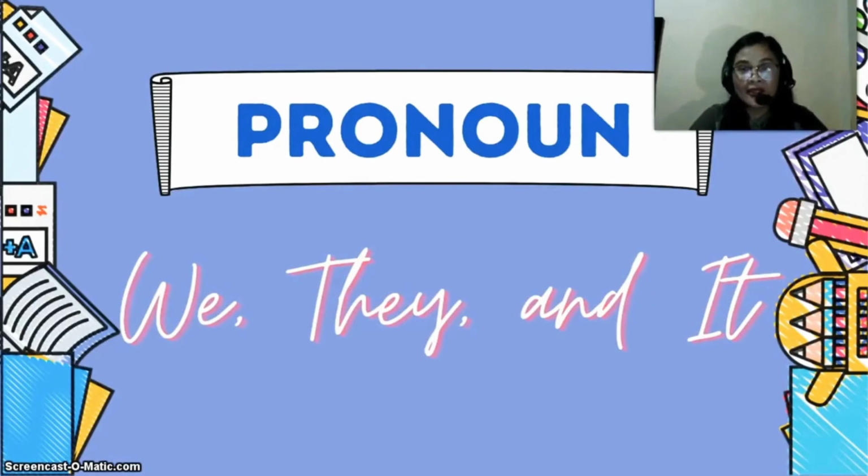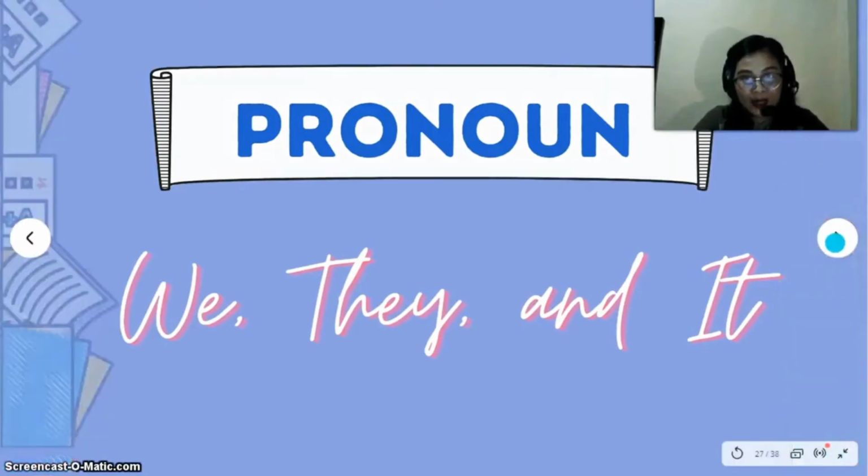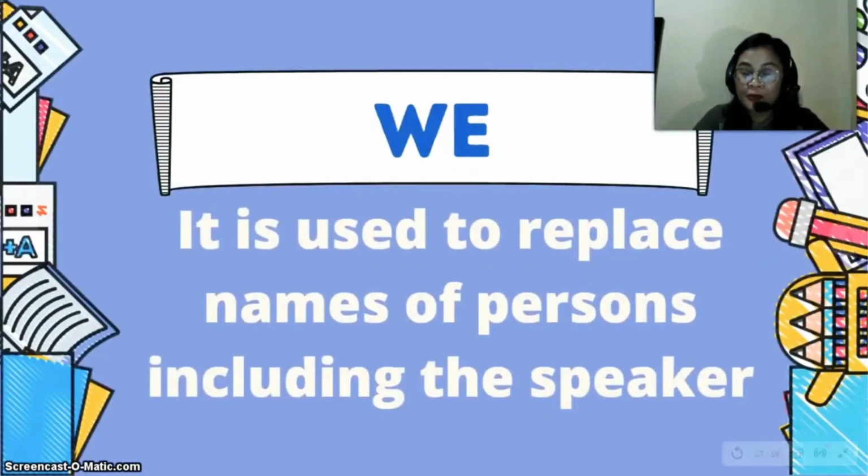And now, let us talk about the pronouns we, they, and it. Let us differentiate when to use the 3 pronouns. Let's begin with the pronoun we. We is used to replace names of persons, including the speaker. We are going to use the pronoun we if we are talking about 2 or more persons, and that includes the speaker himself.